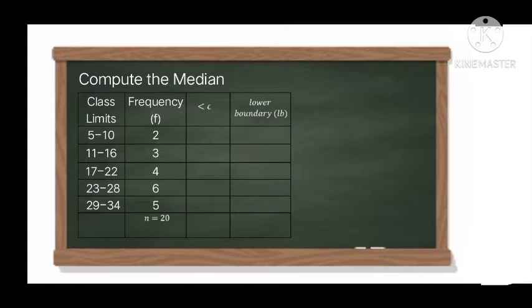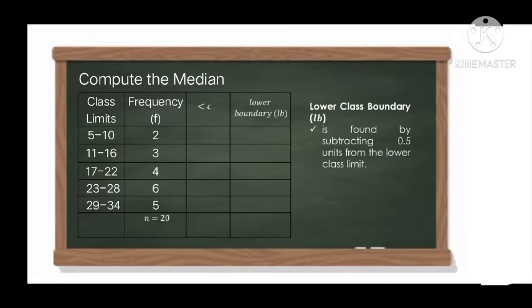So first, we're going to find the lower boundary of each class. What is the lower class boundary? Lower class boundary is found by subtracting 0.5 units from the lower class limit. So the lower class limits are 5, 11, 17, 23, and 29. So we have 5 minus 0.5 is equal to 4.5. 11 minus 0.5 is equal to 10.5.